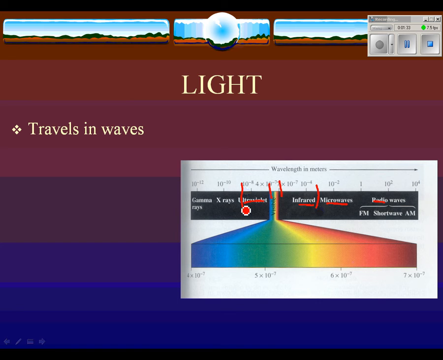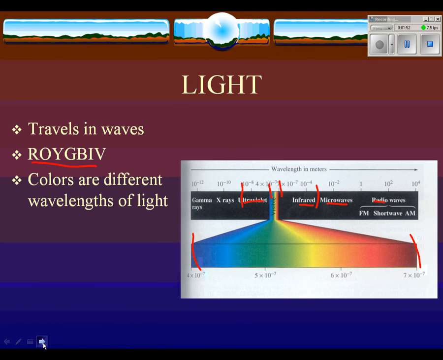Anyway, light travels in waves, and you may have learned in the past Roy G. Biv: red, orange, yellow, green, blue, indigo, violet. That is the order, or some people call them the colors of the rainbow. The reason they're in a rainbow is because each color is a different wavelength of light.